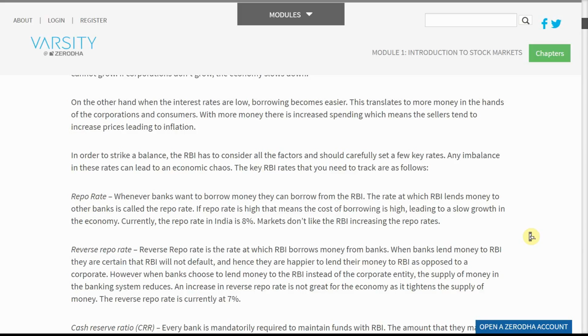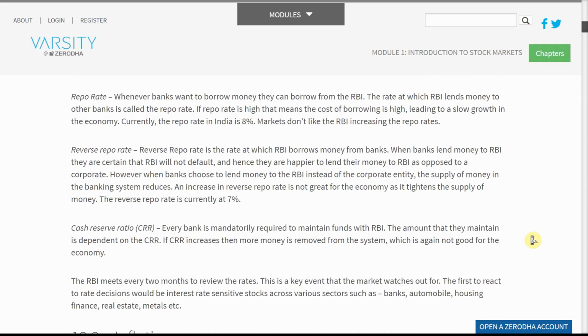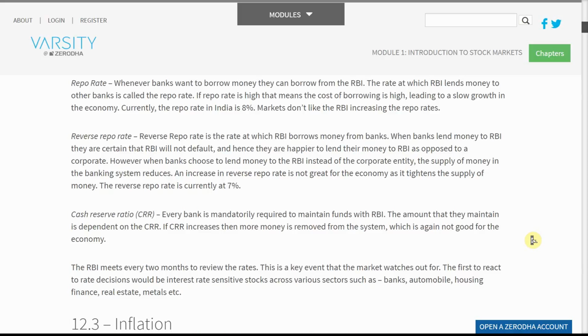If repo rate is high, that means the cost of borrowing is high, leading to a slow growth in the economy. Currently, the repo rate in India is 8%. Markets don't like the RBI increasing the repo rates. Reverse repo rate. Reverse repo rate is the rate at which RBI borrows money from banks.